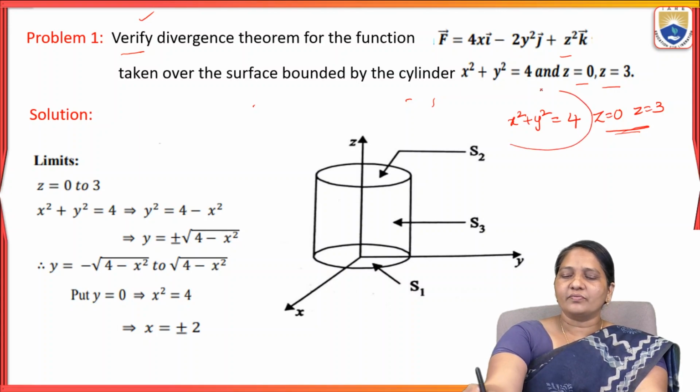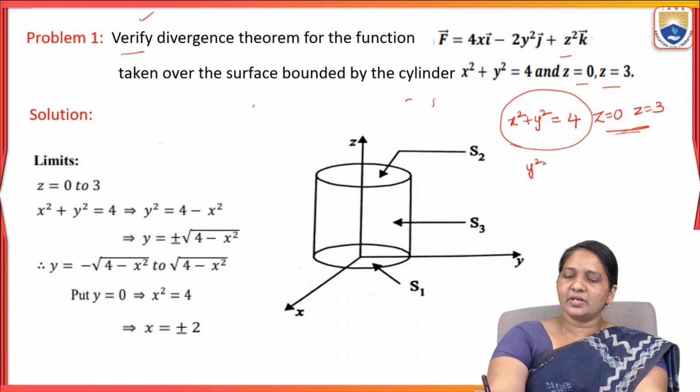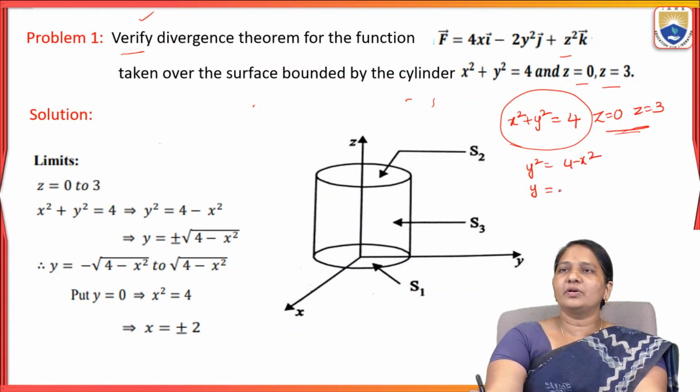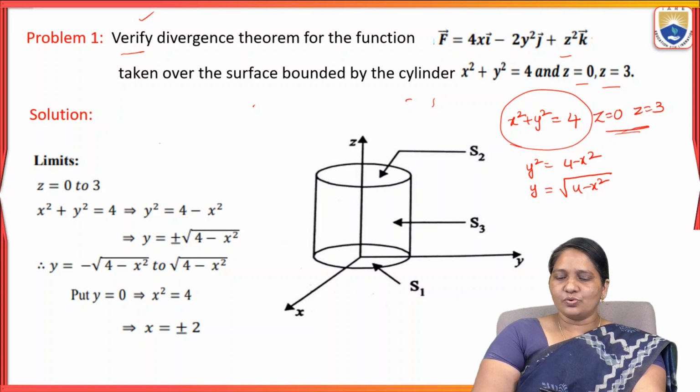From this we have to take one variable and one constant. Here I am taking y as the variable. So y square equal to 4 minus x square. So finally y equal to plus or minus square root of 4 minus x square.